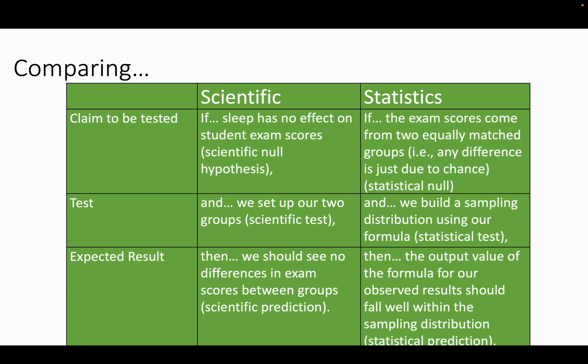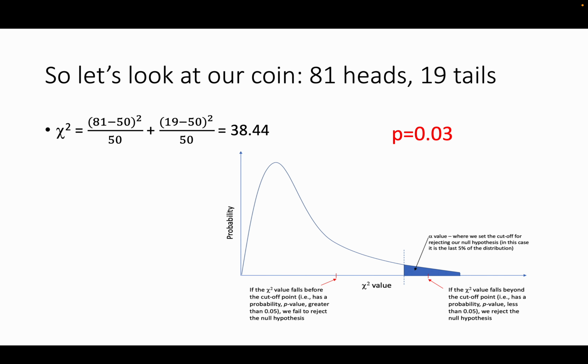Most of the time, we're going to fall right in the middle where there's very few differences between the two classes, but sometimes we get bizarre differences just due to chance alone. And my expected result is that the output variable of my formula for my observed results should fall well within the sampling distribution. It should be in the big part and not out in the tails. Okay, now I'm not actually going to run that because I haven't actually figured out what my sample size is or anything. But going back to here, when we ran it, we would expect a bell curve that had tails on both sides.